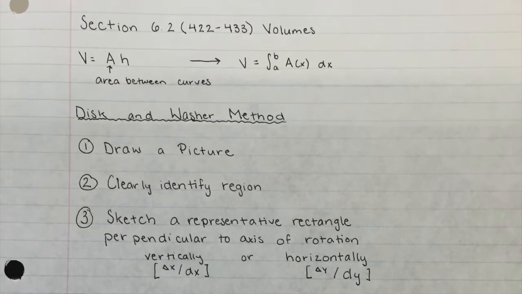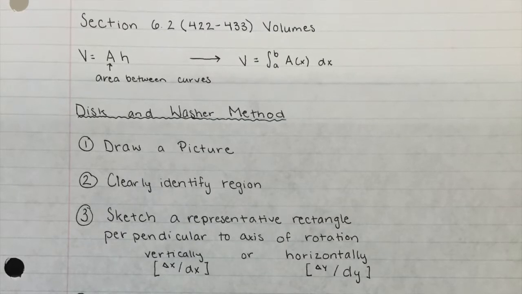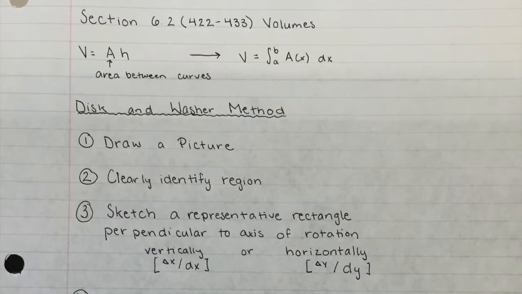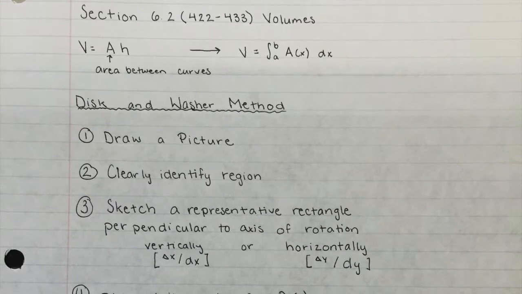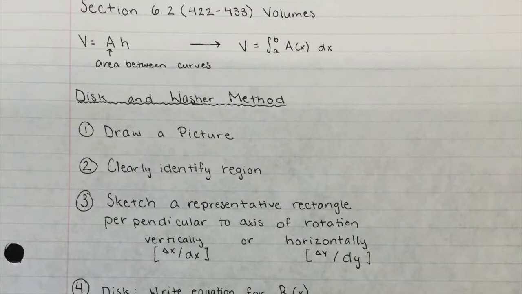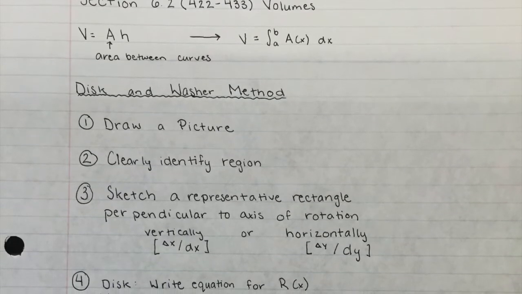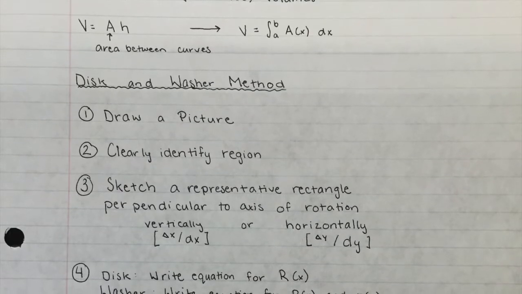Section 6.2 is volumes. So volume is the area times the height. So in this section, we'll be doing volume equals the integral of the cross-section times the thickness. The common method we use for these equations are the disk and washer method, which are basically the same thing, just washer has 2 equations and disk only has 1.